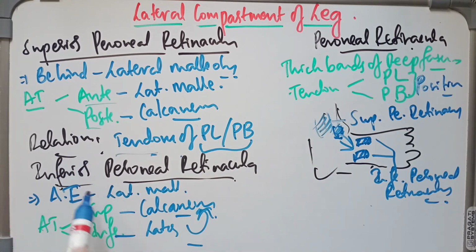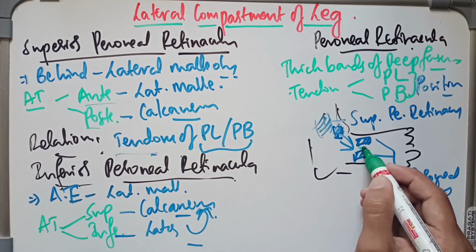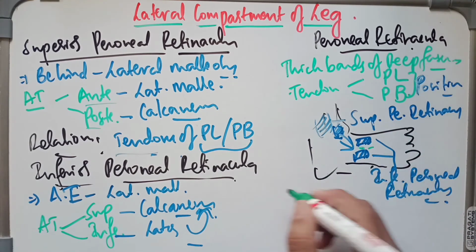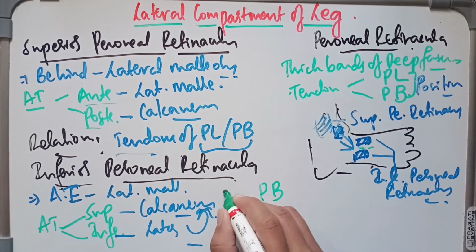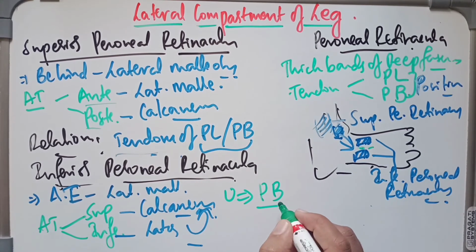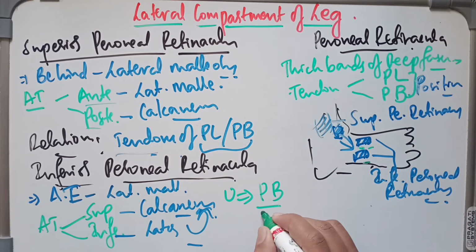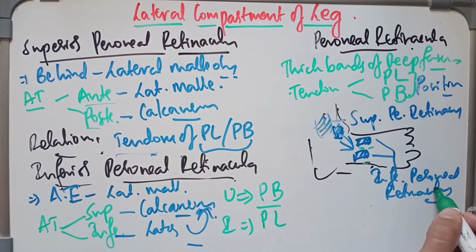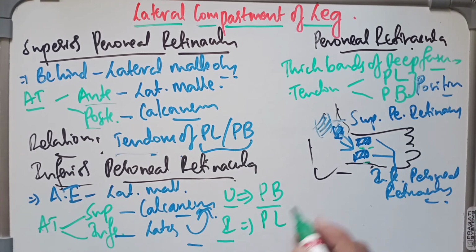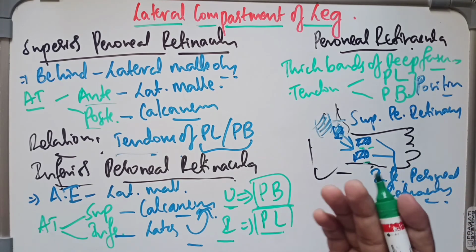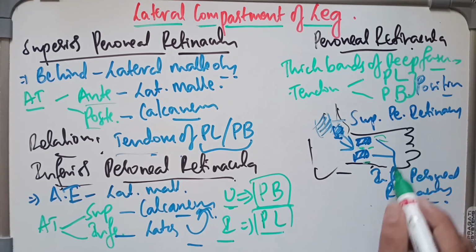And finally the relations of the inferior peroneal retinaculum. The upper division holds the tendon of the peroneus brevis, and the inferior division holds the tendon of the peroneus longus. So we have two different divisions of the inferior peroneal retinaculum, the upper division and the inferior division. Each tendon is enclosed in a separate synovial sheath.